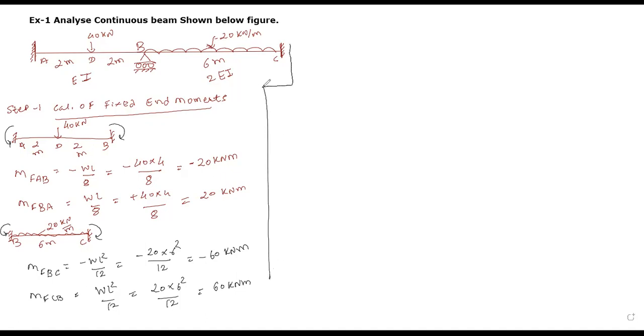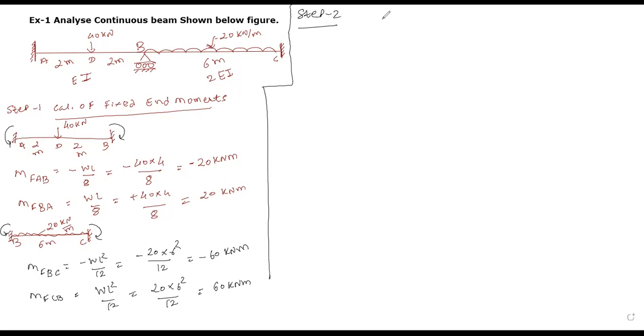Any example, slope deflection method or moment distribution method, the first step is the calculation of support reaction. Fine. Your first step will be the calculation of support reaction. Whichever method it is, either slope deflection method or moment distribution method. Now the next step, that is step number 2.